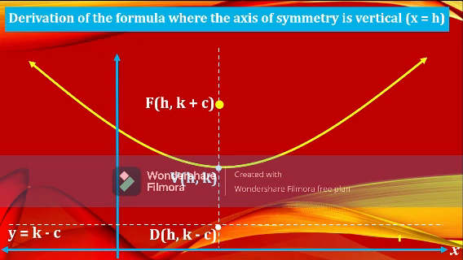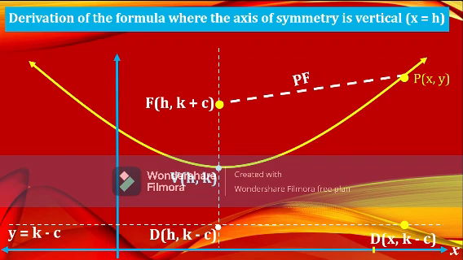So considering this is our focus, again this is our focus with the ordered pair (h, k plus c), and this is our point (x, y). Okay, so you have a broken line connecting the focus to that point. We are going to label that one as PF. And we have here the point on the directrix. We have D (x, k minus c). Okay, so you have it here.